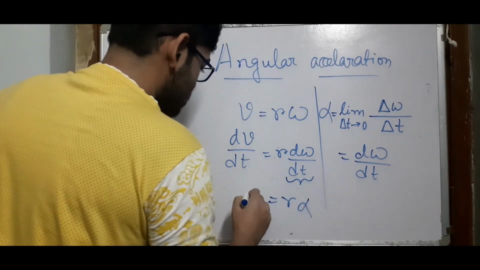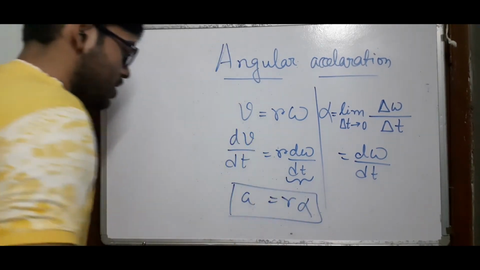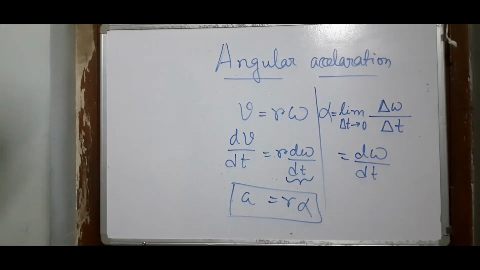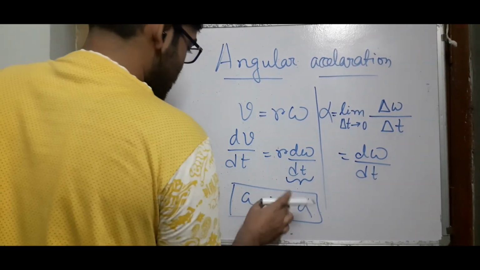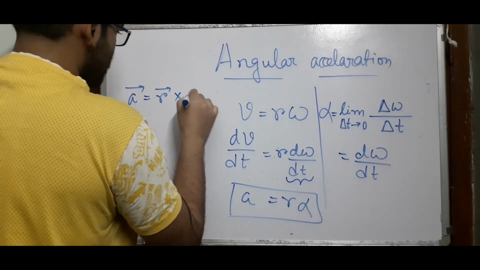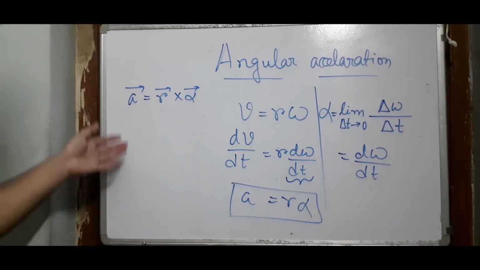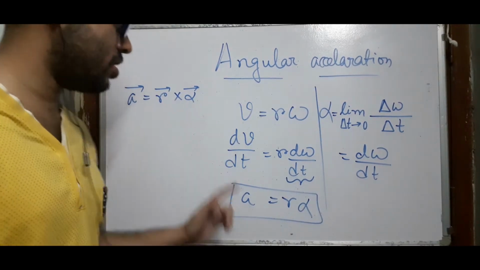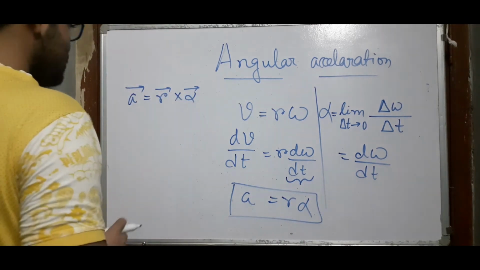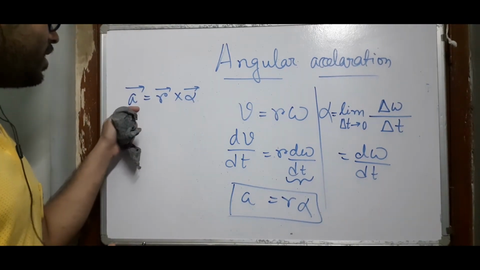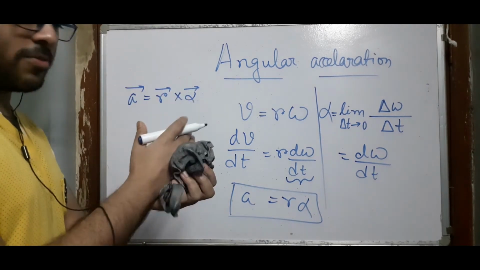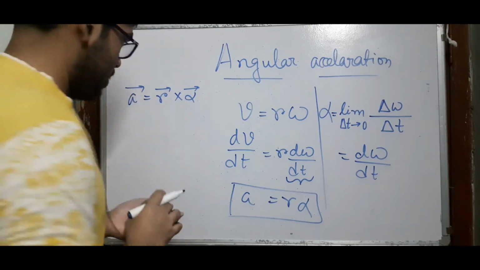So in terms of magnitude, we find that a equals r alpha, where a is the linear acceleration. Now there is a vector relation which is a equals r cross alpha. Remember this, when we do problems involving vectors in circular motion, you will need this and it will make our life simple. Similarly, you can say that a is in a plane containing the vectors r and alpha, which is situated perpendicularly to the plane containing a.